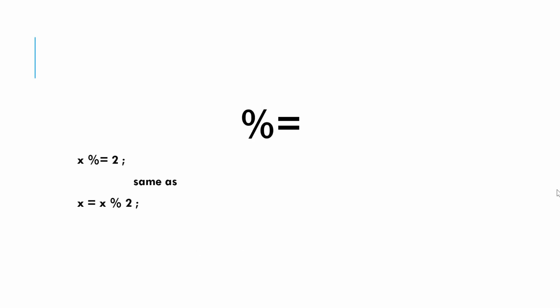The same thing happens with the modulus. x modulus equal to 2 is the same as x is equal to x modulus 2. It means whatever value the variable x contains, you divide it by 2, and whatever the remainder is, you save the remainder into that variable x. So the x variable value has been updated.